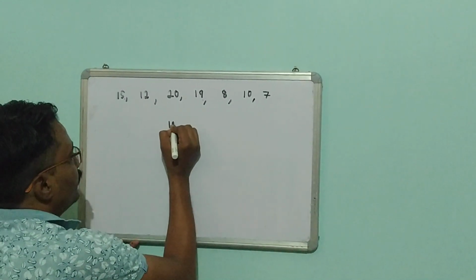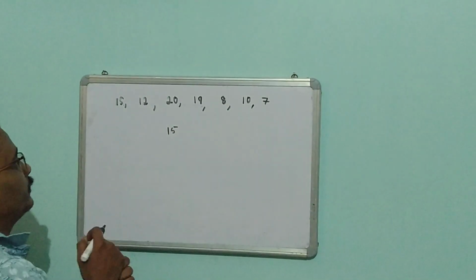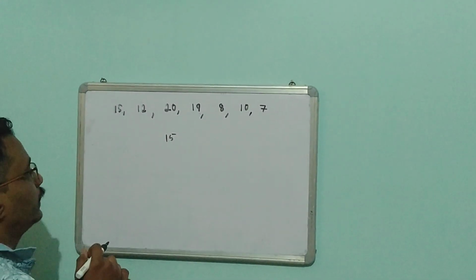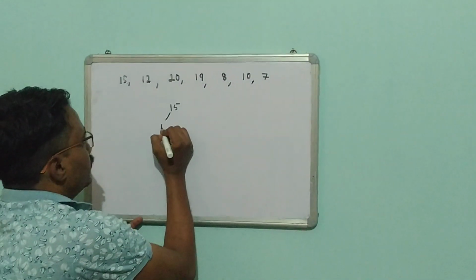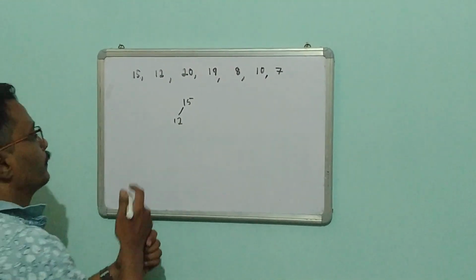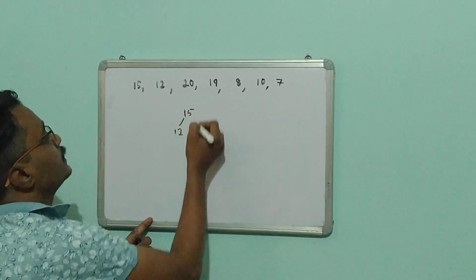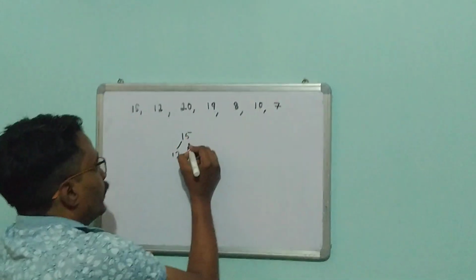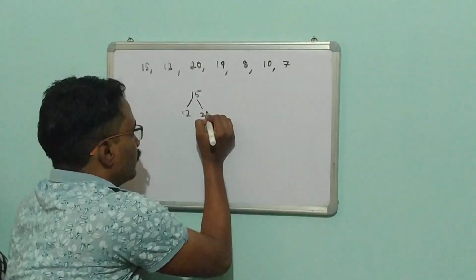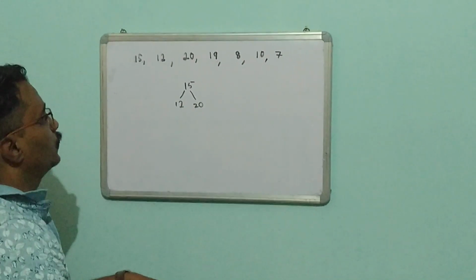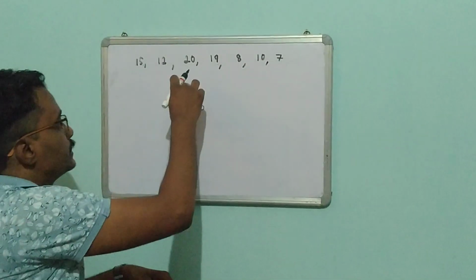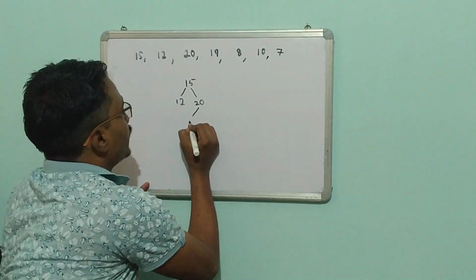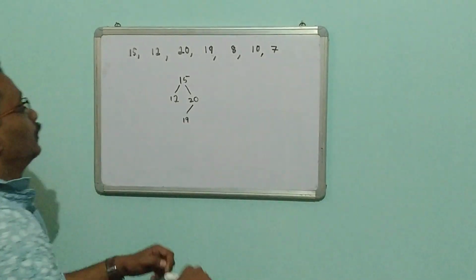So the root is 15, the first node. Whenever it is 12, 12 is lighter than the root, so we keep it in the left part. Then 20 is heavier than 15, so 20 will be on the right subtree of the root. Then coming to 19, 19 is heavier than 15 but lighter than 20, so 19 will be on the left side of 20.